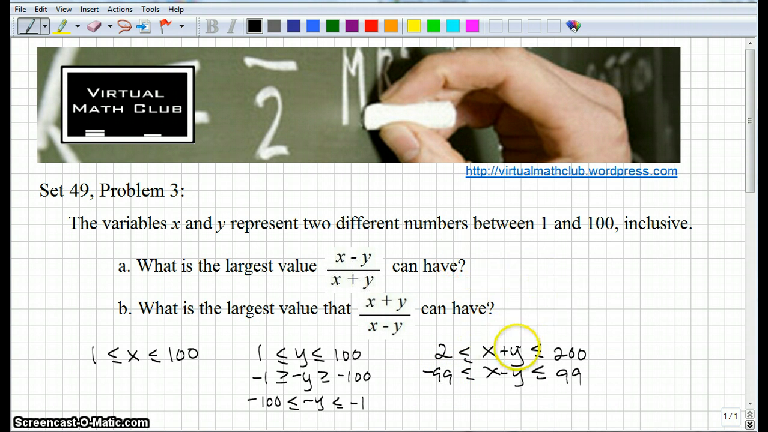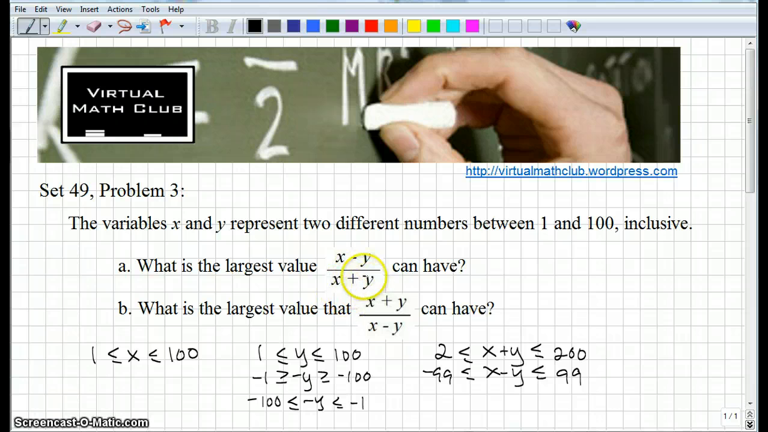So that kind of puts some bounds on the things that we're dividing. Okay, and now we're interested in looking at x minus y over x plus y. Now if you think about it, we have a ratio of two numbers. We want the numerator to be as big as possible, and we would want the denominator to be positive but as small as possible. Okay, and that'll give us the biggest number.